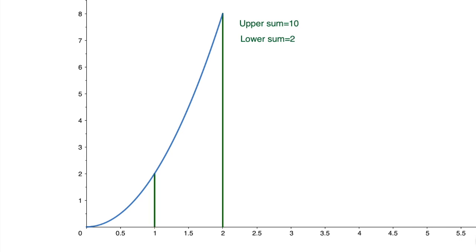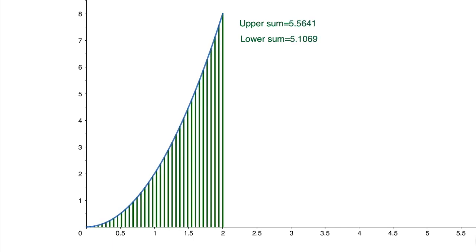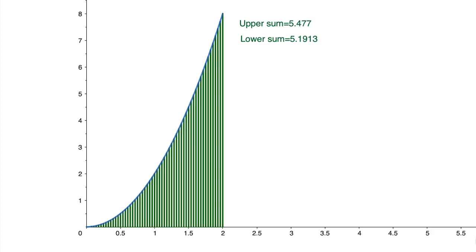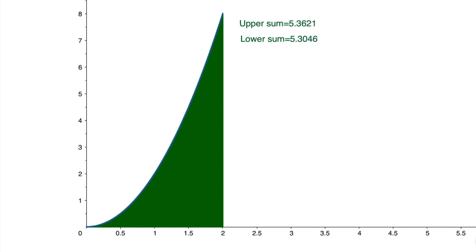The upper sum is the sum across the intervals of the value of the function at the right end of each subinterval times the length of each subinterval. So we get 10, which is 8 times 1 plus 2 times 1. The lower sum is 2, which is 0 times 1 plus 2 times 1. We now let n increase. As you can see, the lower sum increases and the upper sum decreases until they both reach 5.33, which is the value of the integral.